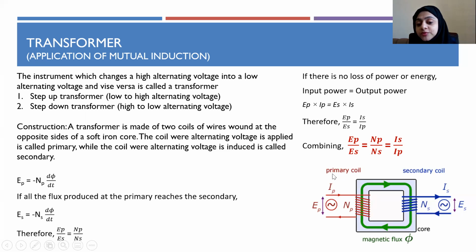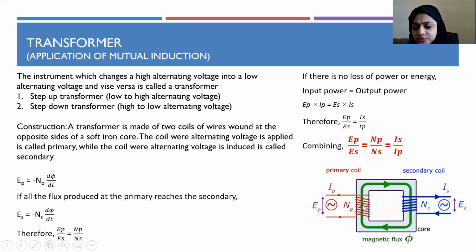So here, when we apply EP voltage in the primary, you will get ES voltage induced in the secondary. And if the current in the primary is IP, we will get an induced current IS in the secondary. And if NP is the number of turns in the primary, let us express NS as the number of turns in the secondary. Now note here, the number of turns are different.